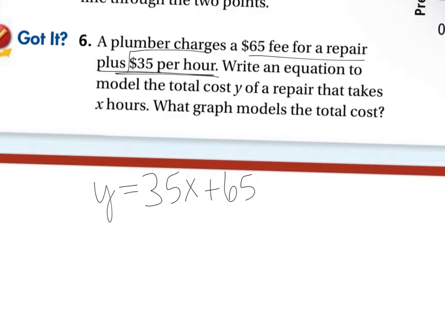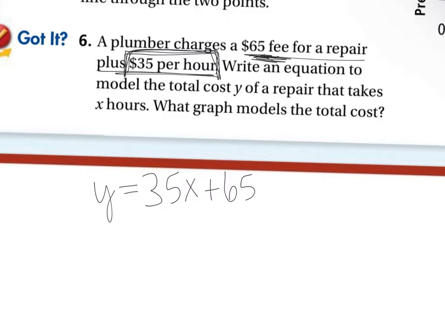It's $35 per hour, so that's our rate of change, which is our slope. That's how much it's changing by. Every hour it goes up $35. And then the $65 is the initial fee. So sometimes, just for them showing up, there's a certain charge for that. And then after that point, then they charge an hourly rate.